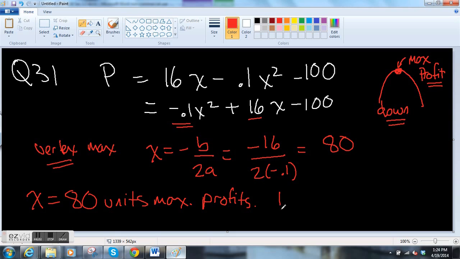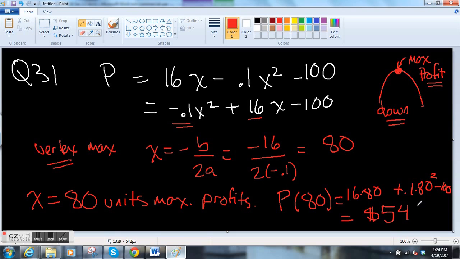And then the maximum profit is just the function evaluated at 80. So that's 16 times 80 minus 0.1 times 80 squared minus 100 equals, yes, $540. So what is the maximum profit? $540, and I believe that's per day. So it's better than $540 a year.